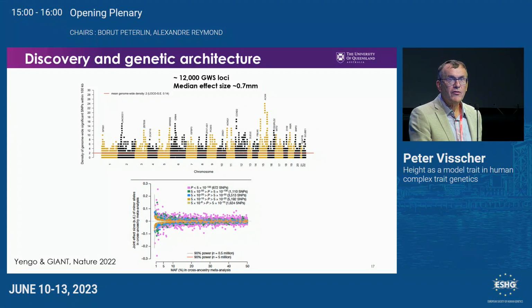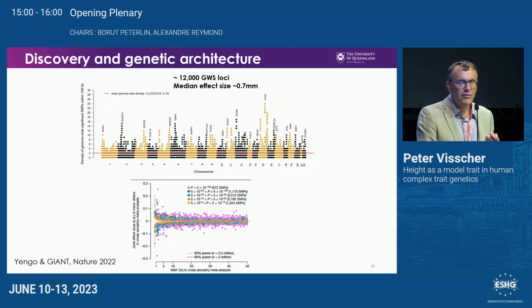So the first thing, on the discovery: we had a sample size of more than 5 million. First of all, we discovered in total about 12,000 genome-wide significant loci that are jointly statistically significant at a very stringent threshold level. The effect sizes are tiny. The median effect size is less than 1 millimeter.